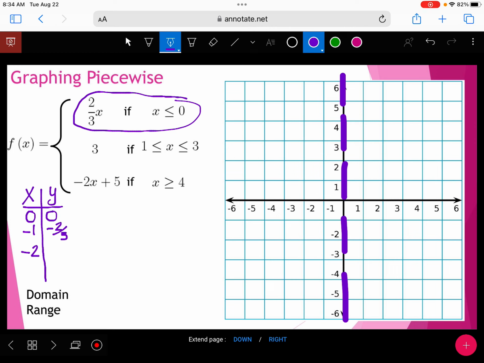-2 times 2/3 is -4/3 or -1 1/3. We could also, if we don't like fractions, go all the way up to -3, because 2/3 times -3 is -2. So that gives us some points we can plot here.